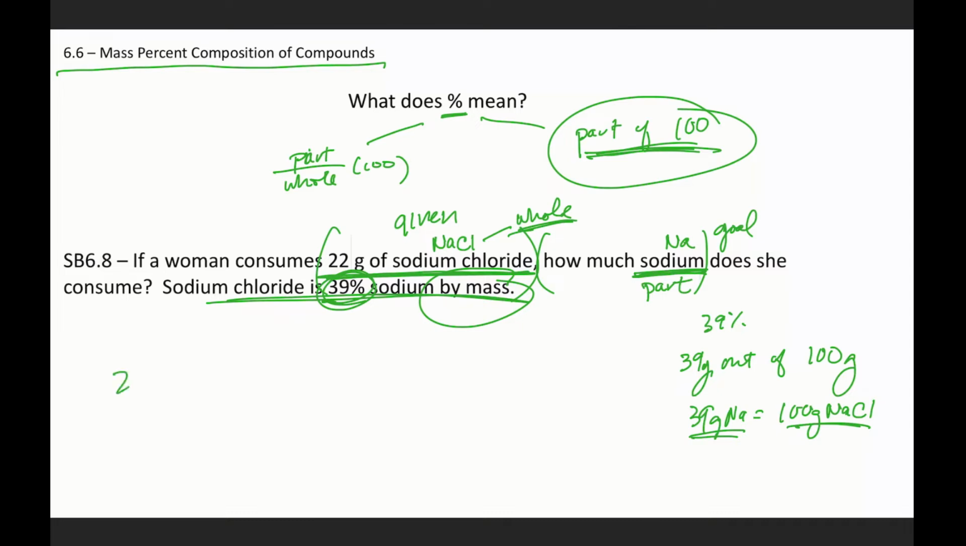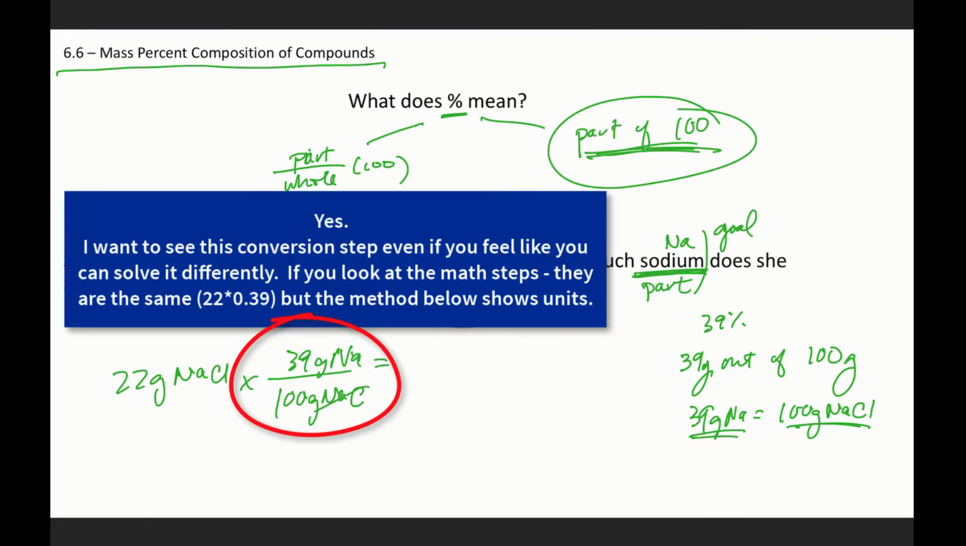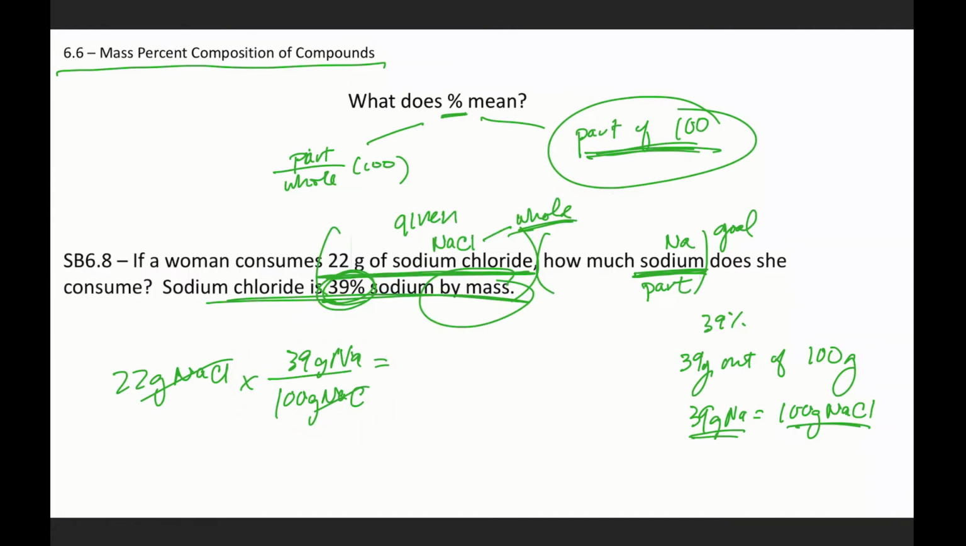If I know that I have 22 grams of NaCl, I just put my pieces where they belong: 100 grams of NaCl for every 39 grams of sodium. And now we have solved. It's a simple one-step problem once we've dissected it and make sure we understand what the words mean. The hard parts here are making sure you pay attention to the fact that this says sodium chloride versus this only says sodium, and that this is already 39% sodium by mass. Once we've paid attention to that, the solving of this problem becomes really straightforward.